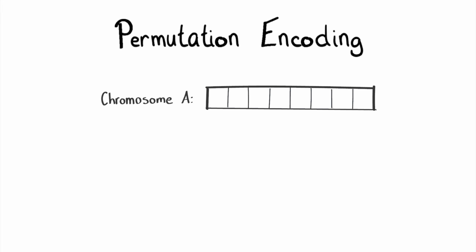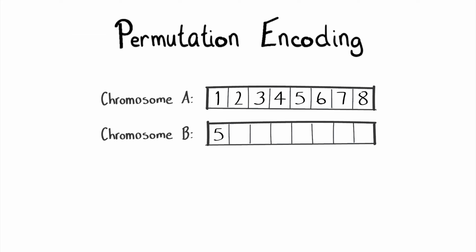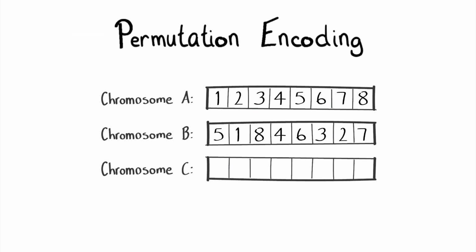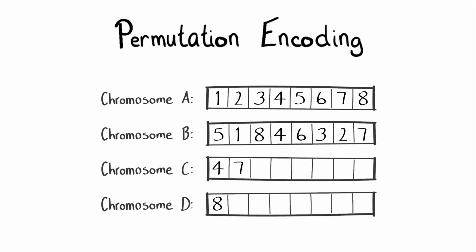Next we have permutation encoding. Chromosomes built in this manner all have the same values, but they're mixed up. This approach would be useful for problems like the travelling salesman, where each number could represent a different location for them to travel to.